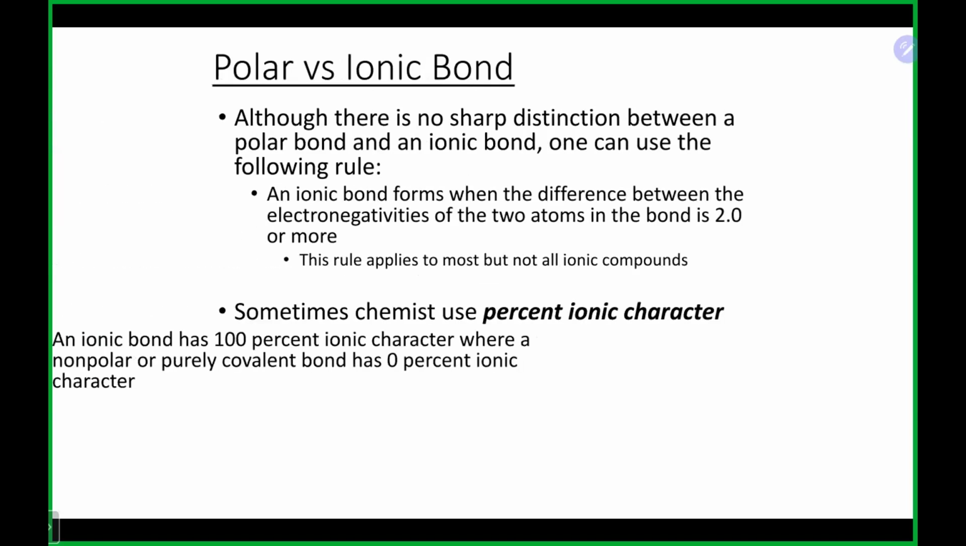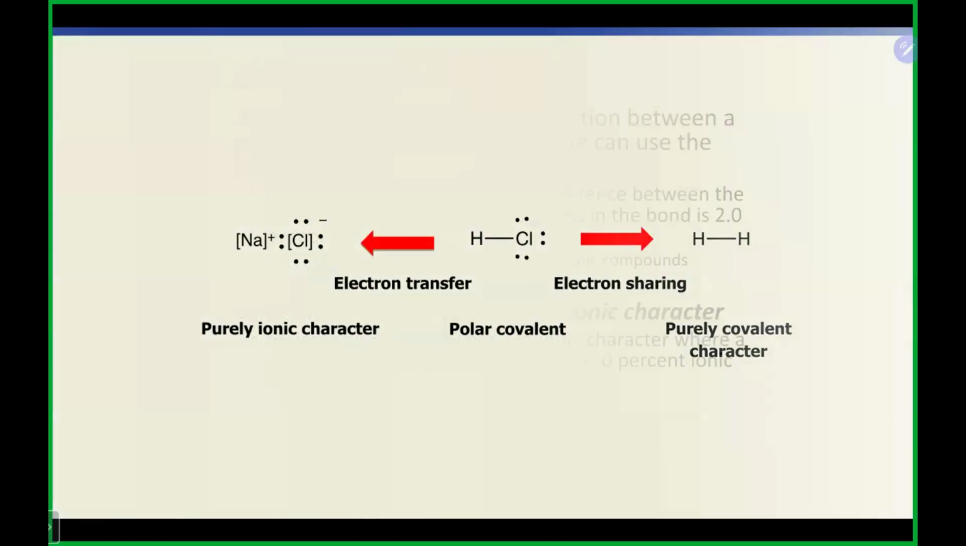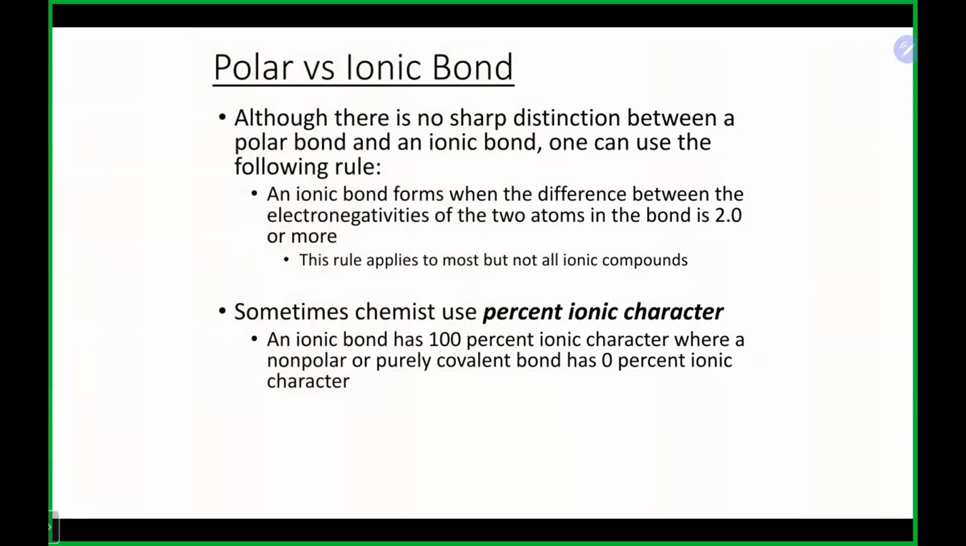Now, as I mentioned before, there is no sharp distinction for that cutoff of two. And as we saw there, there are some examples where you can have an ionic compound that has less than a two difference.